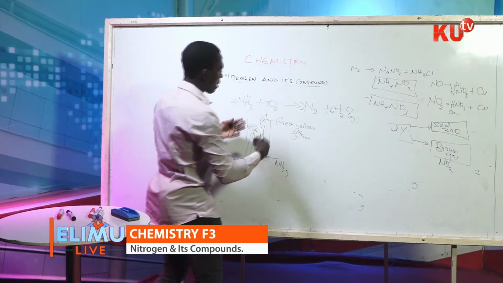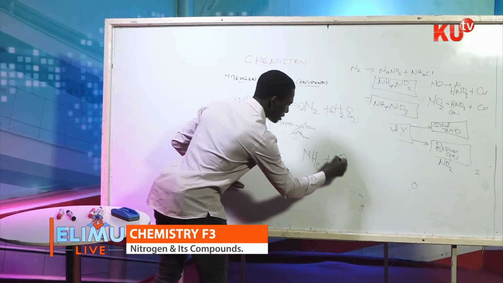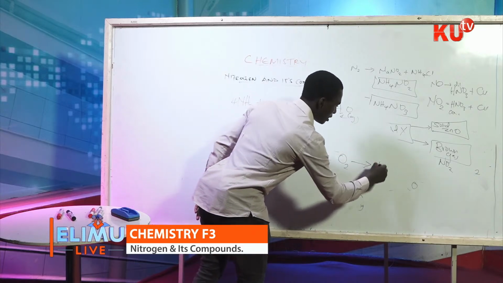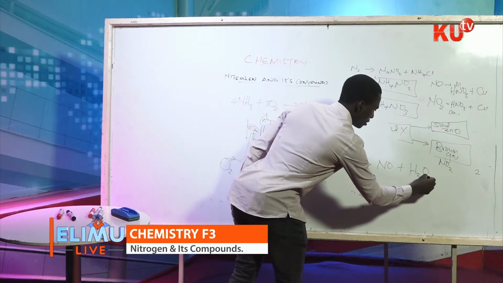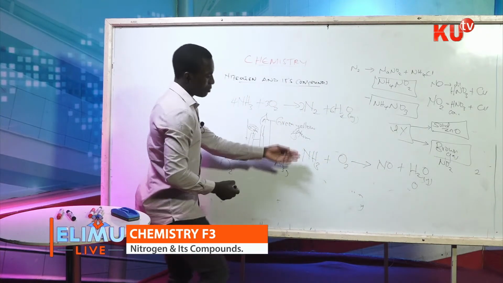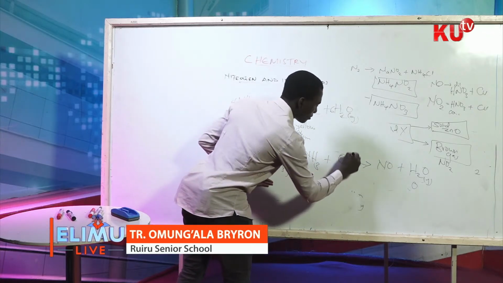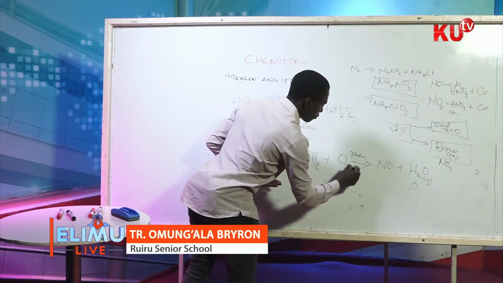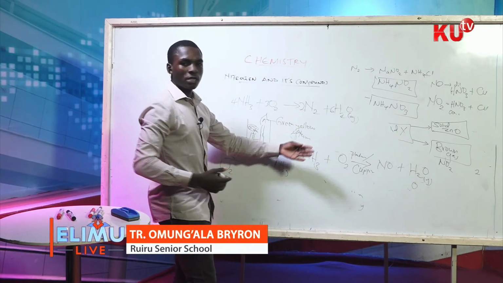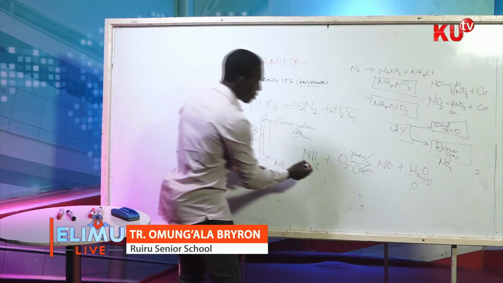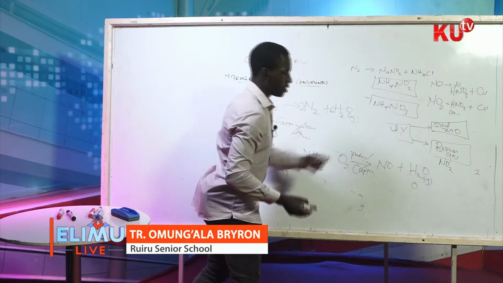But what if we burn ammonia in presence of a catalyst? If we burn ammonia in air in presence of a catalyst, we shall obtain nitrogen(II) oxide plus steam. Now, I want you to note this. In presence of a catalyst, the most preferred catalyst in this experiment is the platinum wire, or you can also use copper wire. So copper wire or platinum wire can be used as a catalyst in this experiment. So when we burn ammonia in presence of a catalyst in air, we obtain nitrogen(II) oxide and steam.